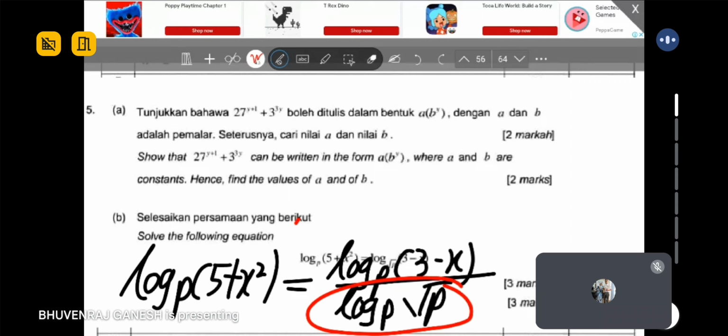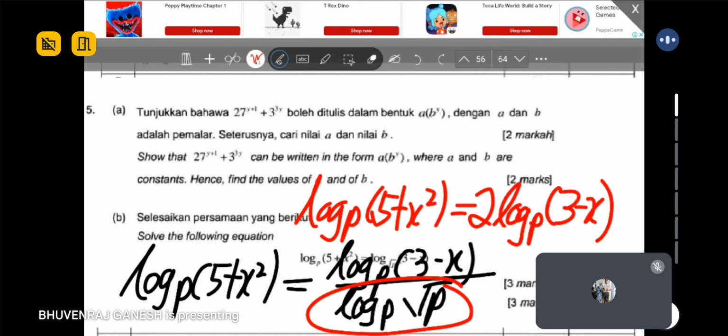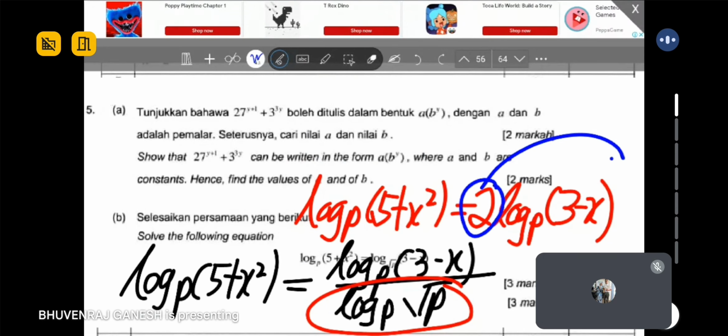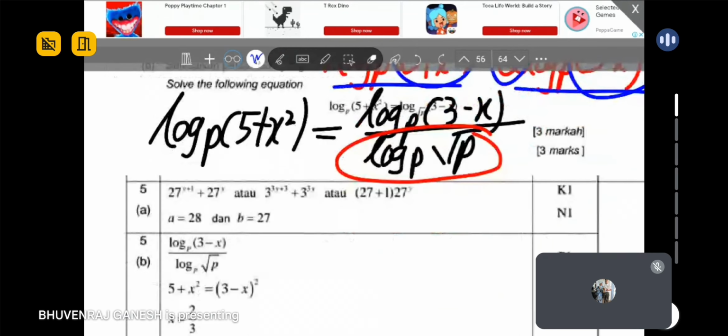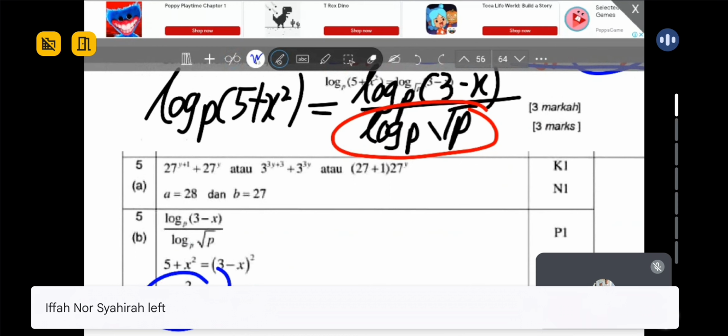Or you can also write like this. log_P (5 plus x) squared. Half you can write as 2 over here, sebab bahagi setengah. So 2 log_P (3 minus x). So this is your latest equation. Now the number 2 you can bring on top so that it becomes a power. Just put it over here. So then direct compare. (5 plus x) squared equals (3 minus x) squared. So kamu selesaikan kuadratik. So this is the equation and you just solve for the x value.